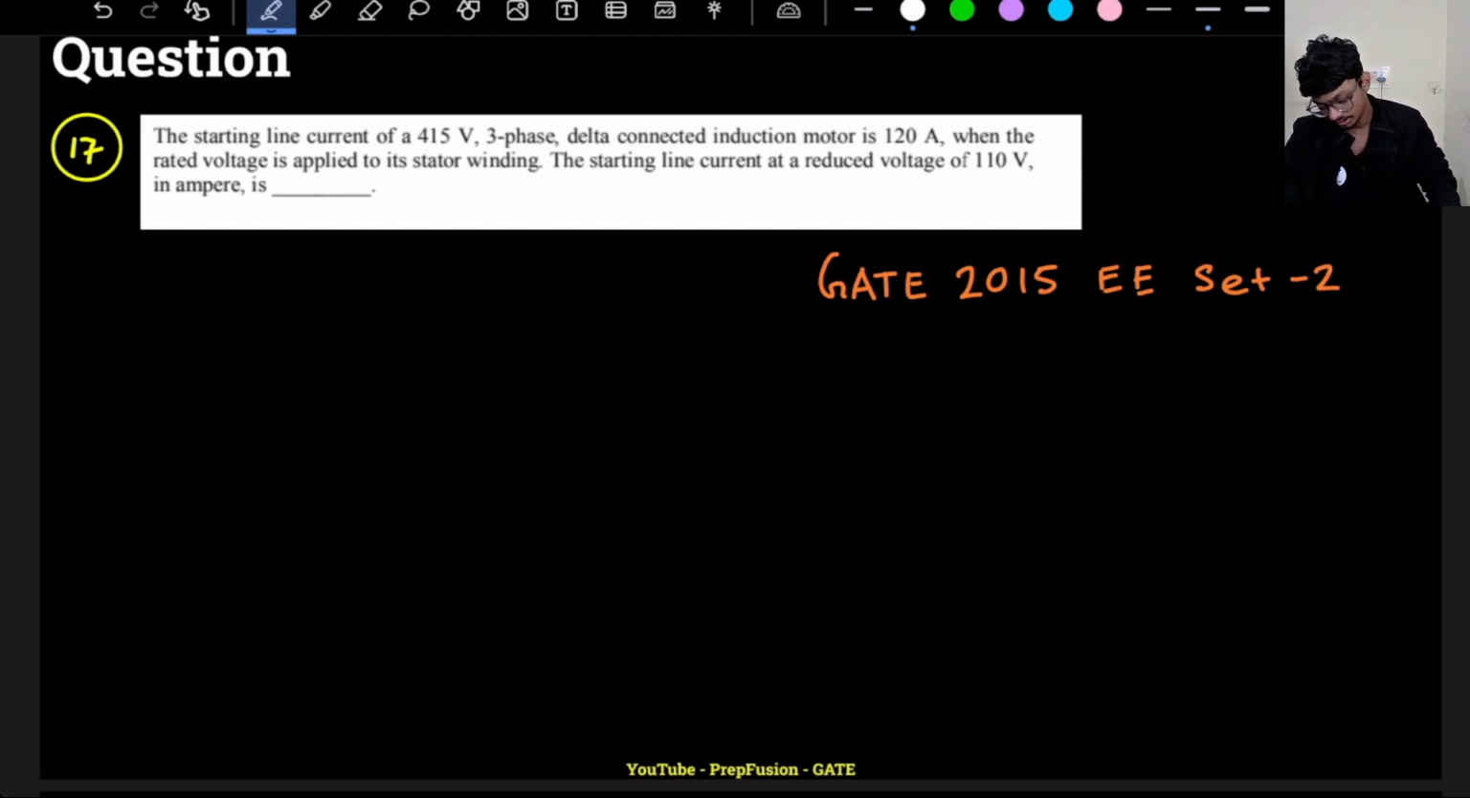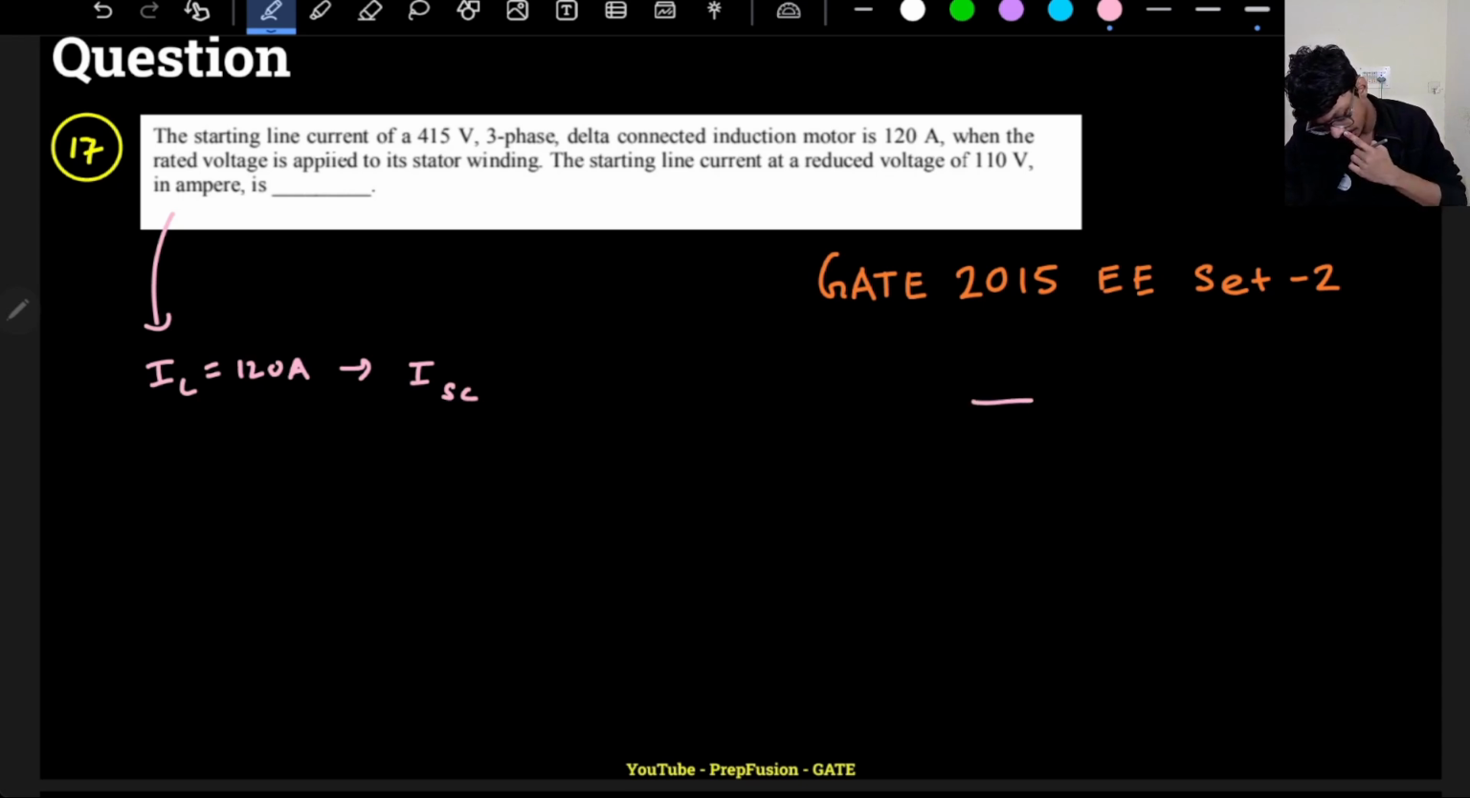Okay, the starting line current of a 415 volt 3-phase delta connected induction motor is 120 ampere. So the line current of a 415 volt delta connected supply is 120 amperes. So in the coil side, what will be the current in the coil side? I know on the coil side I will get the rated current because I am providing, if you remember, the starting line current of a 3-phase delta.